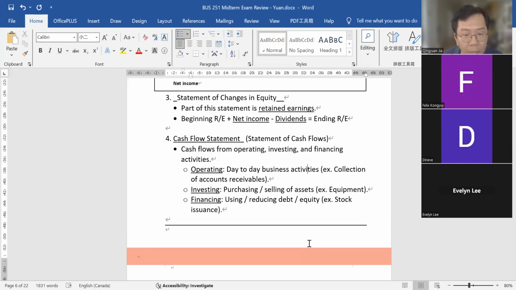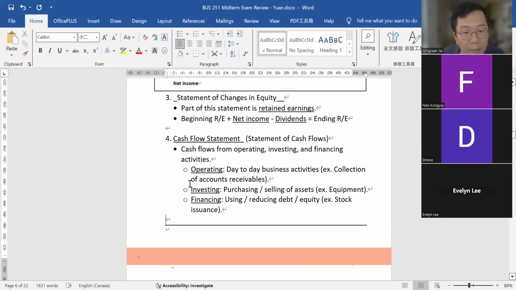And for the investing part, it is like the purchasing or selling of assets. For example, you purchase some equipment, you purchase the computers, the PCs, then it is the outflow from investing. And if you are selling your current assets, you're selling your land, your equipment, then you get the income from the investing activities, right?